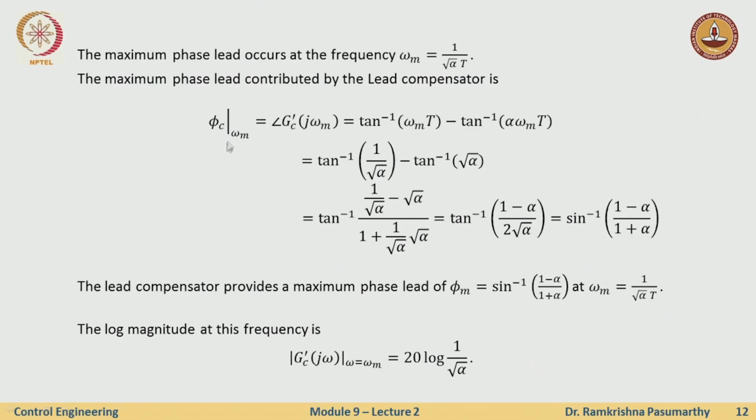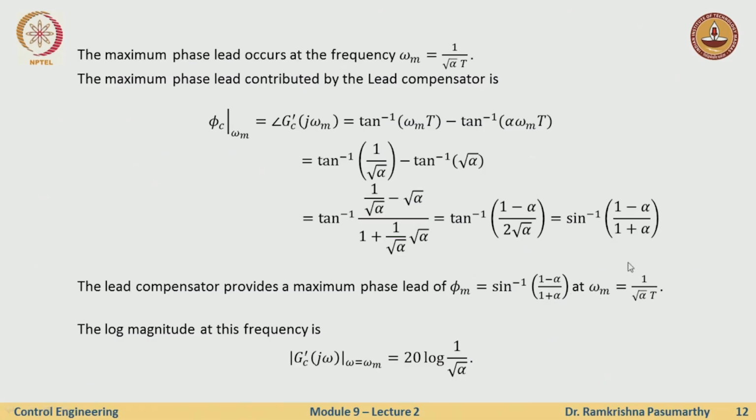If I am given how much phase lead I need to add to the system, or how much extra angle contribution is needed, I can find out what alpha is. So in this expression I find alpha. phi m is sin inverse of 1 minus alpha over 1 plus alpha, and this occurs at this frequency.